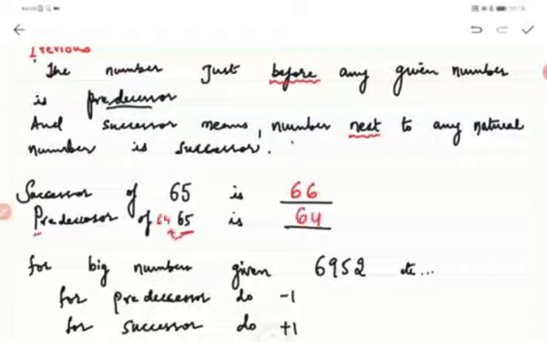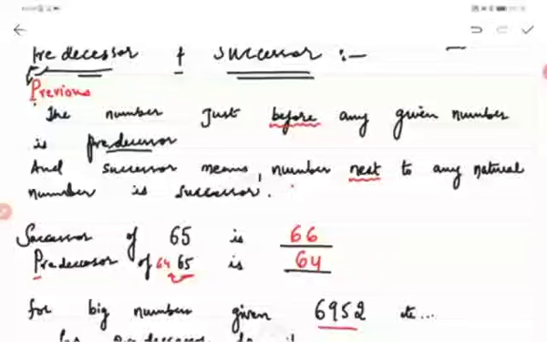If you have any doubt about how to find the predecessor or successor for very big numbers, actually you can easily find it. But if you have any doubt, what you can do is, to find the successor of a given number, just add 1. For the predecessor, you subtract 1. Okay, so here is an example.